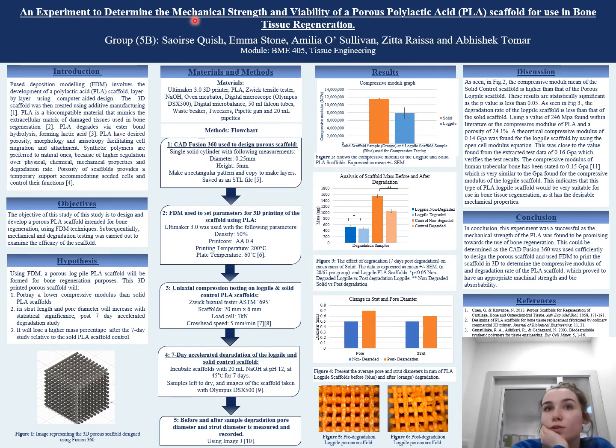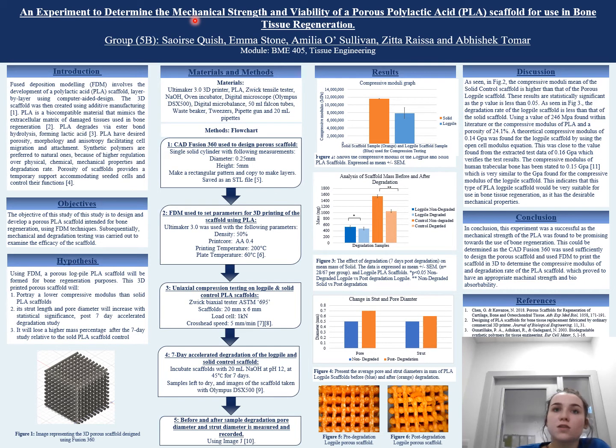The results of figure 2 are statistically significant as the p-value was less than 0.05. The literature states that PLA has a compressive modulus of 246 megapascals and a porosity of 24.1%. Using the open cell modulus equation, 0.14 GPa compressive modulus was calculated for the log pile scaffold in the literature, which is extremely close to our data of this value, which was 0.16 GPa. Therefore, the test results are verified.